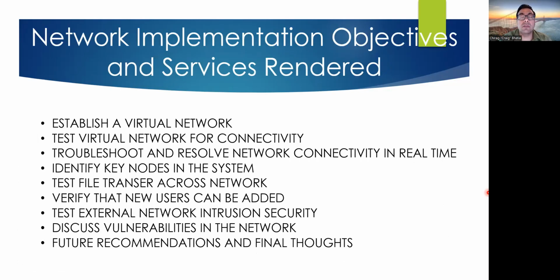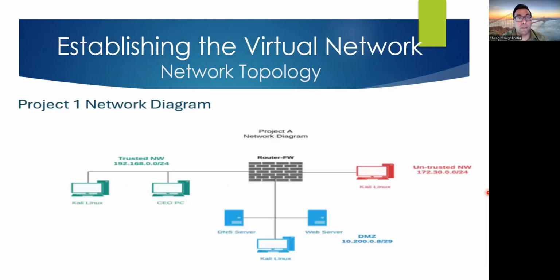Network implementation objectives and services rendered. So today we're going to establish a virtual network. We're going to test that network for connectivity. We're going to troubleshoot and resolve network connectivity in real time, identify key nodes in the system, test file transfer across the network, verify that new users can be added, test that an external network that's untrusted cannot intrude our current network, discuss vulnerabilities in this network, and then I'm going to give you some future recommendations and some final thoughts moving forward.